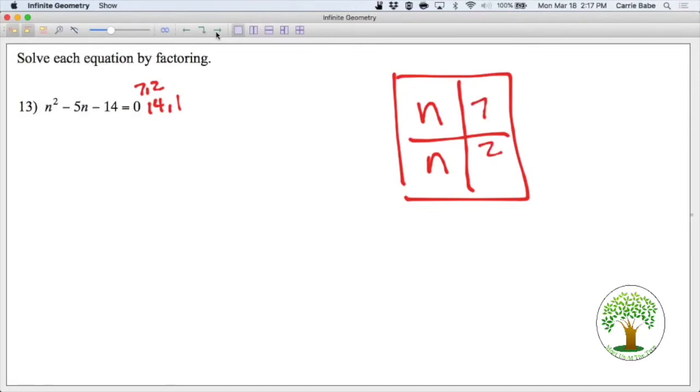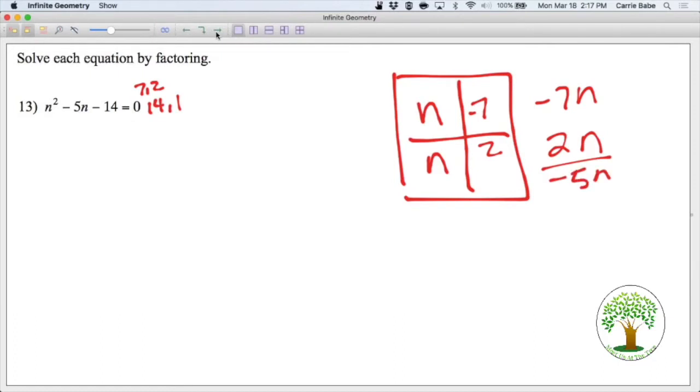But 7 plus 2 is 9, not negative 5. So one of them needs to be negative. Which one's going to be the minus, the 7 or the 2? I disagree, we want a negative 7. So we're going to have a negative 7 to make the negative 5. These two will become negative 7n, and this will become 2n. We want a negative 5n.